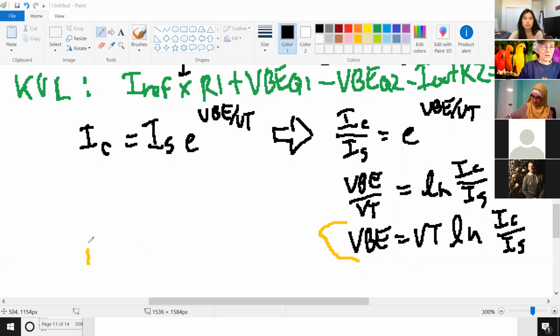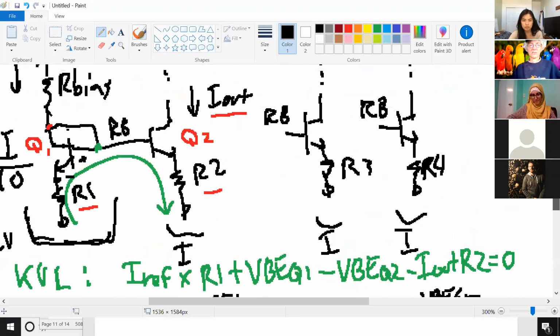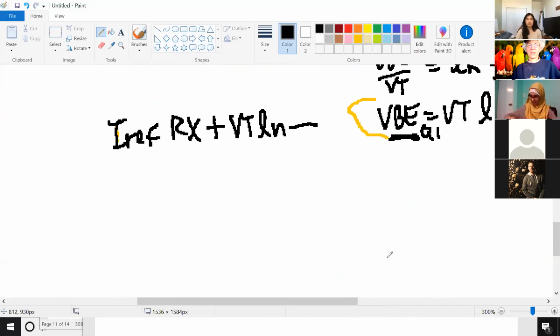Okay, so you have IREF times R1, that's not going to change. But now you have VBE of Q1. So you have plus VBE of Q1, and we know the equation for VBE over here. So VBE Q1 will equal VT natural log of, what's IC for the left side of your circuit? IREF. IREF.